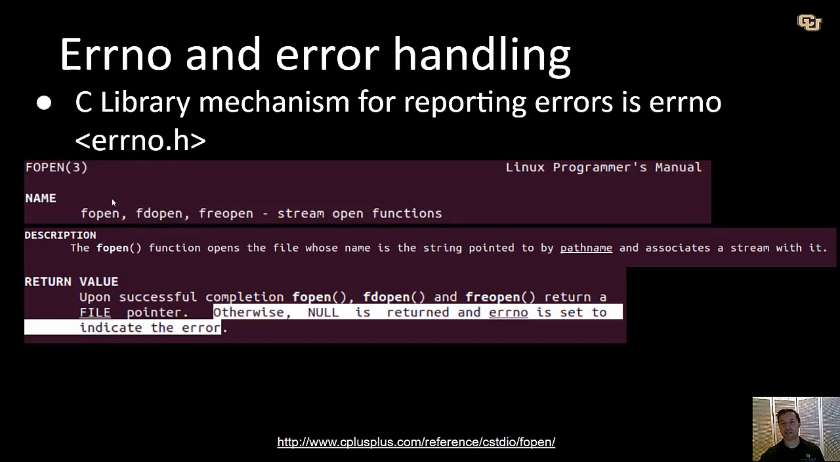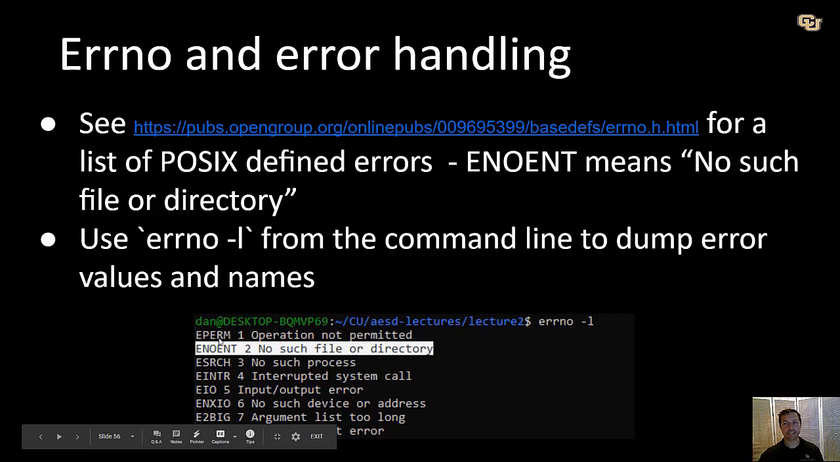What you'll see in a lot of the API functions that we'll discuss and use this semester that are based on POSIX are statements like this in the return value talking about how errors are handled. In this case, for the fopen function, if an error occurs, NULL is returned and errno is set to indicate the error. There's a list of POSIX defined errors, and one error that you might get, for instance, with the file open command would be ENOENT, which means no such file or directory. This is what you'd get back from fopen if you tried to open a file that didn't exist.